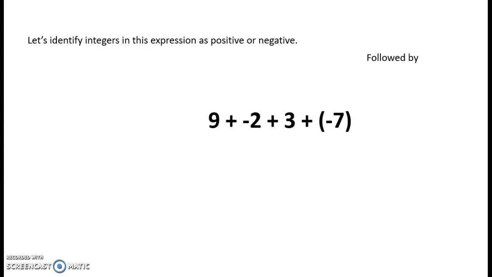Let's identify these integers in the expression as positive or negative. So I'm going to highlight these plus symbols. The plus symbols really mean followed by. So if we're thinking of this board game, we're going to move in the positive direction 9, followed by another move in the negative direction 2, followed by a move in the positive direction 3, followed by a move in the negative direction 7.